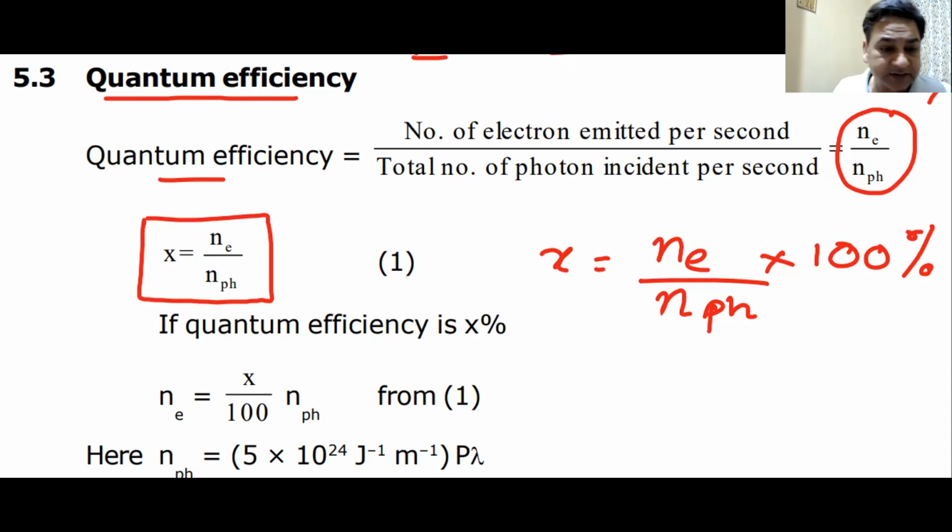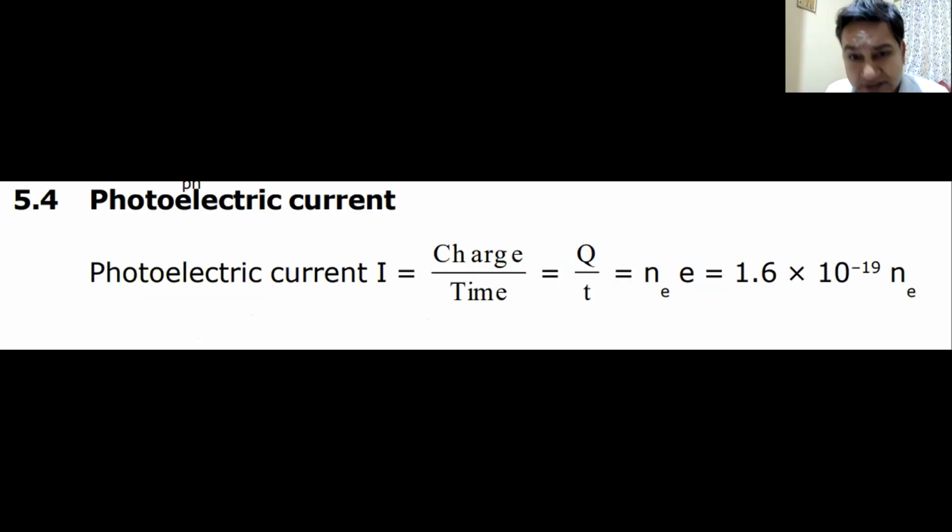Then again, I have seen a question on the photoelectric current. They may not ask you how many electrons are emitted; they can ask you what the photoelectric current is. So how do you find it? You find how many electrons are emitted, from there you find how much charge has been emitted, and you divide that charge by time to get the photoelectric current.